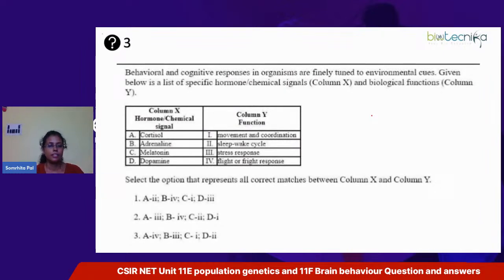All right. Now, this is a match-the-following question. So, behavioral and cognitive responses in organisms are finely tuned to environmental cues. Given below is a list of specific hormone or chemical signals and the biological functions. So, what you have to do is you just have to match the correct hormone with the correct biological function.